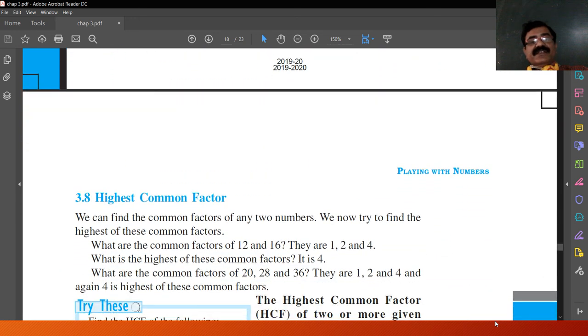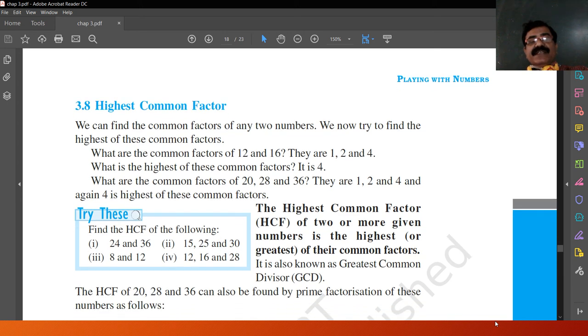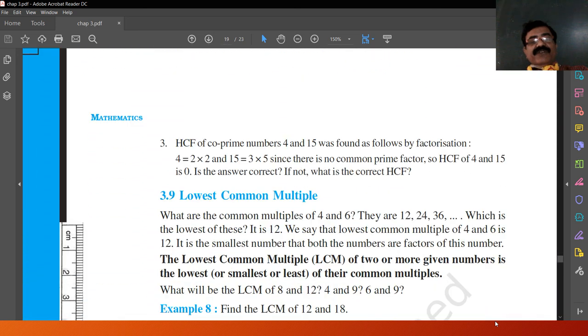Highest common factor is called the HCF of the given numbers. The highest common factor, HCF, of two or more given numbers is the highest or the greatest of their common factors. It is also known as the greatest common divisor, GCD. Both are the same, either HCF or GCD. If it is mentioned anywhere, you have to find the HCF.